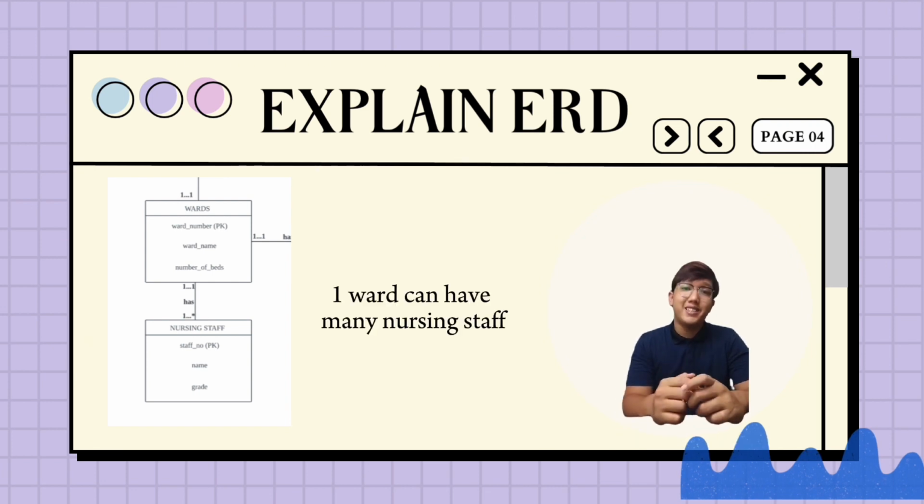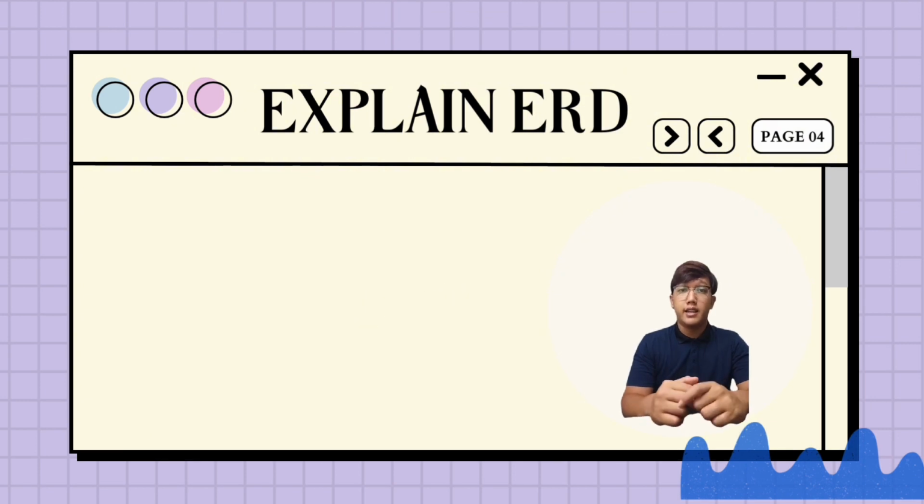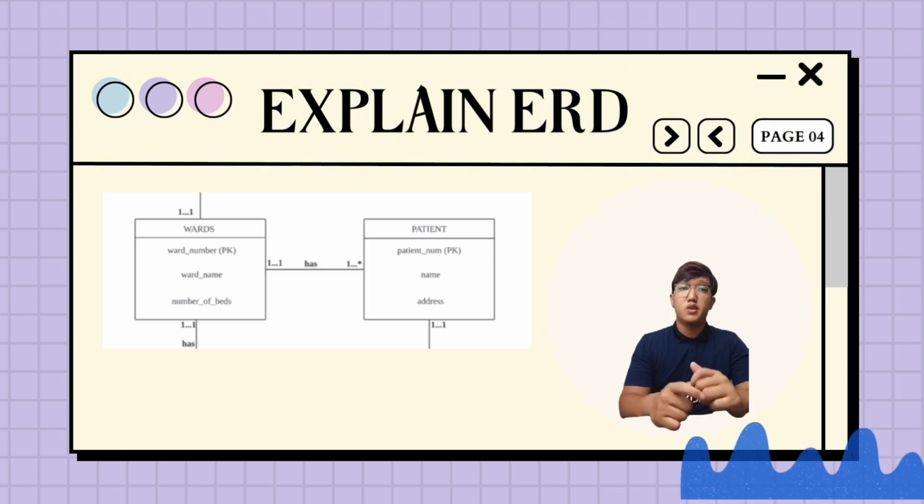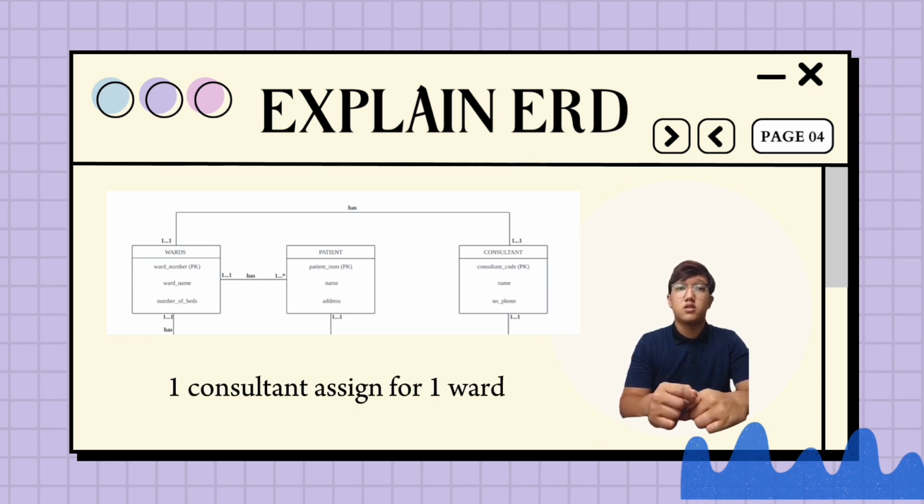One ward can have many nursing staff and one nursing staff can only be assigned to one ward. And then the tables ward and patient. One ward can have many patients but one patient can only be in one ward. For ward and consultant, one ward can have one consultant and one consultant can only be assigned to one ward.